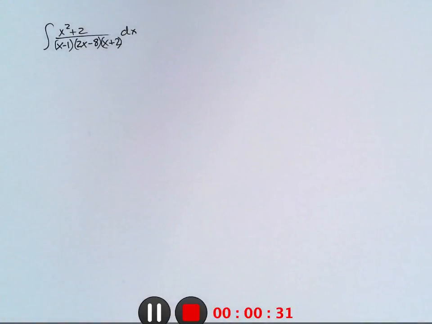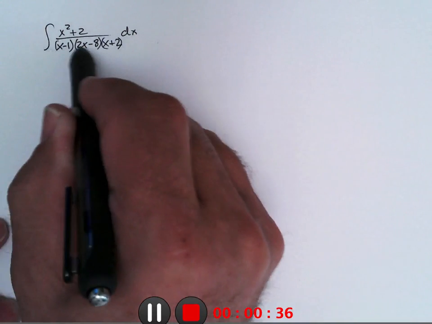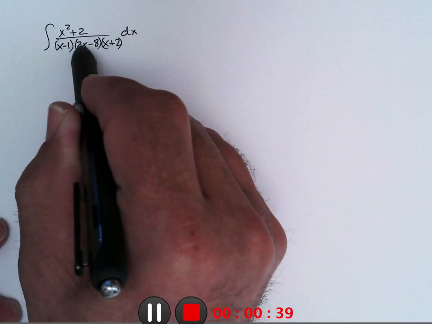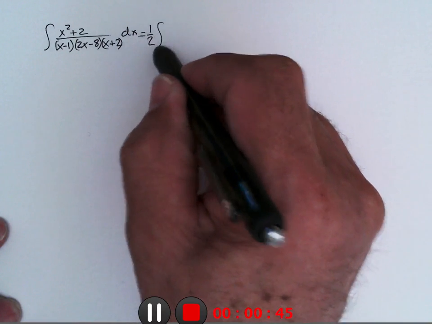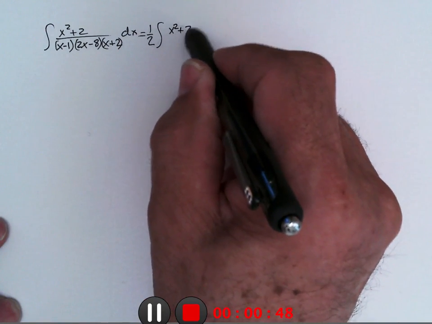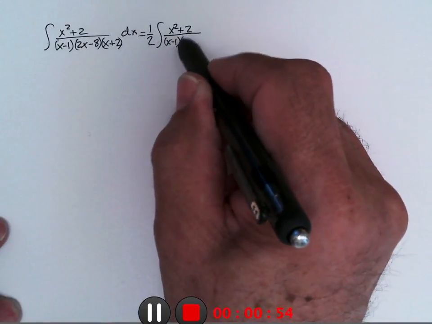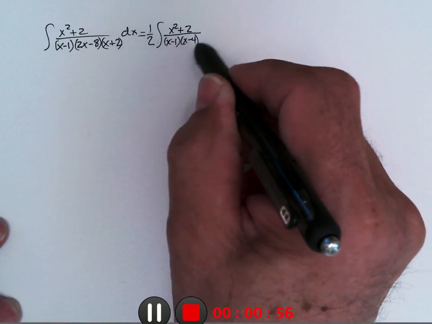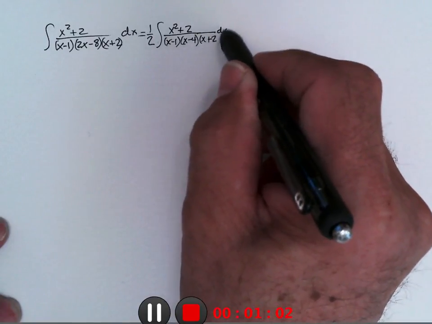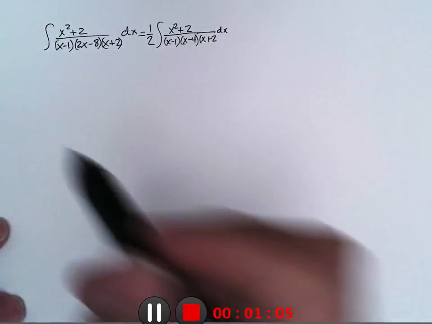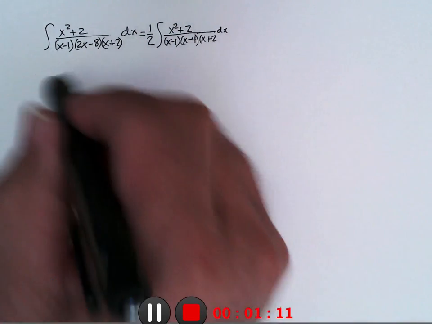Now, this has a 2 in this factor, so we could factor that out, and we would get 1/2 the integral of x squared plus 2 over x minus 1, x minus 4, and x plus 2 dx.